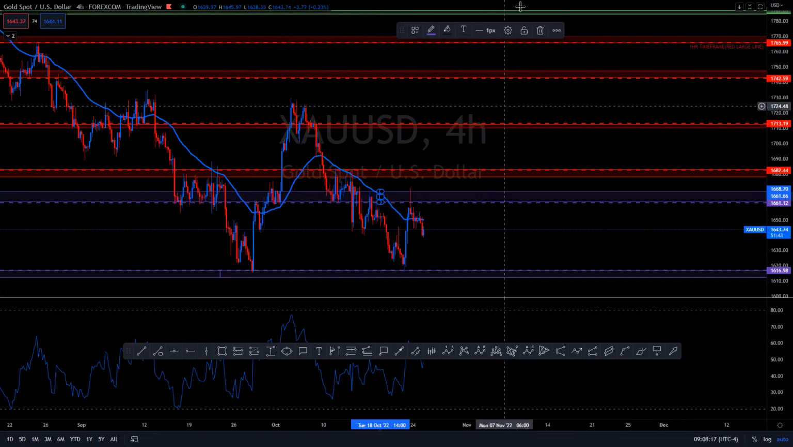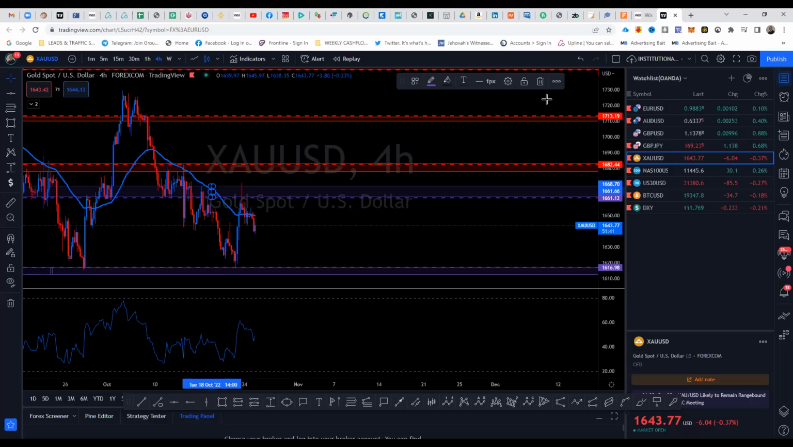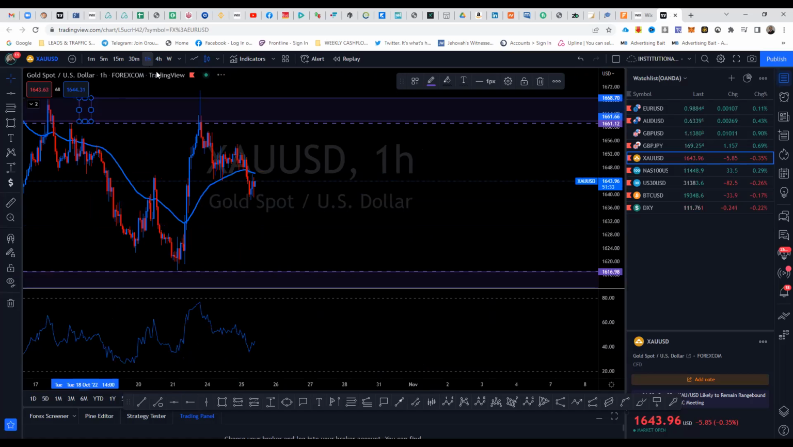Then what we're going to do is go to the smaller time frames, all the way to the 15-minute, and then figure out what further supply and demand market structure we're going to draw. So this is the 1 hour, and you can see that there is a base supply zone here as we push price down.